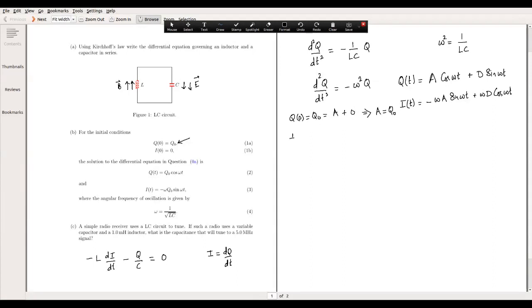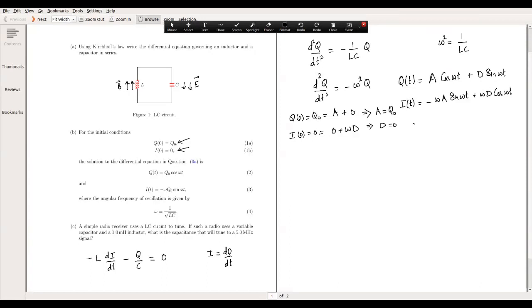Similarly, current I at time t equal to 0 is equal to 0. That's our second initial condition. And that's equal to minus omega times a sine function, which is 0, plus omega times d, because cosine function is 1. This implies that d is equal to 0. So overall, a is equal to q naught and d is equal to 0.